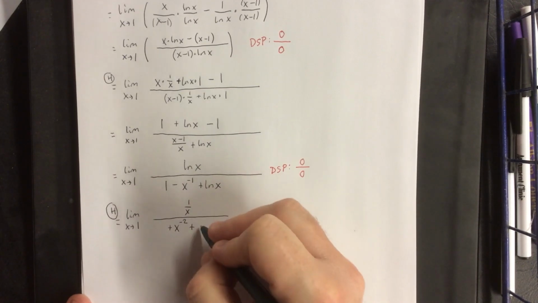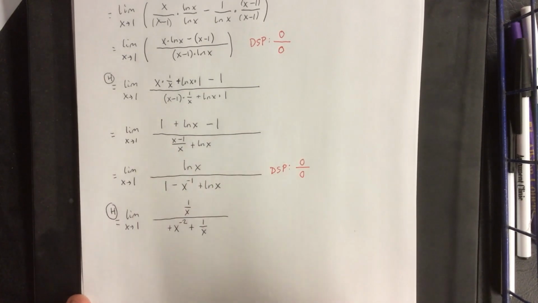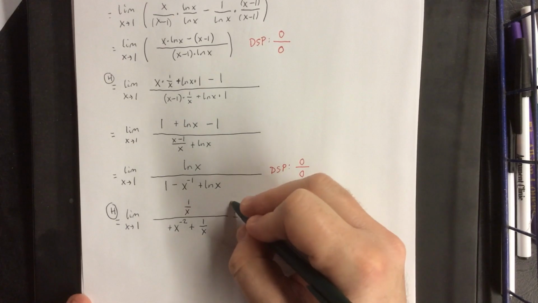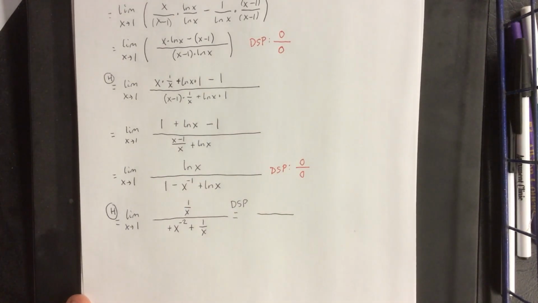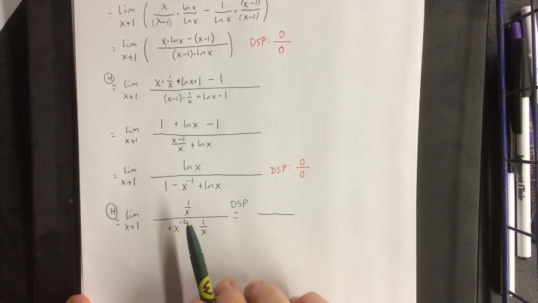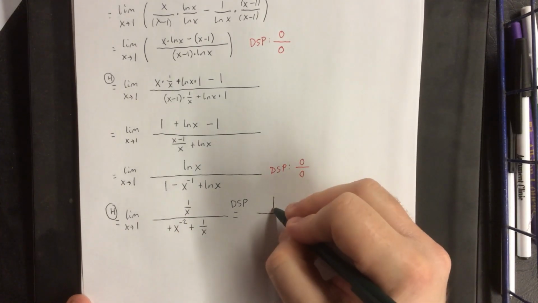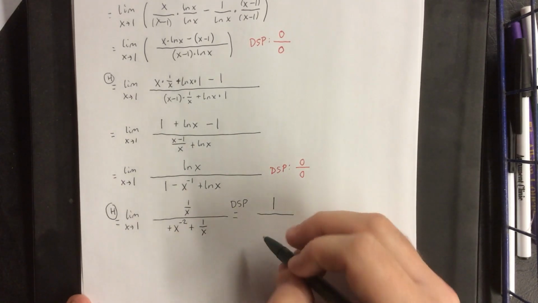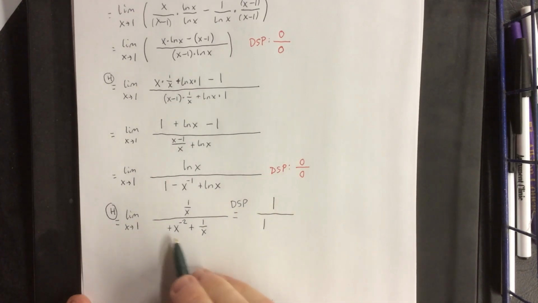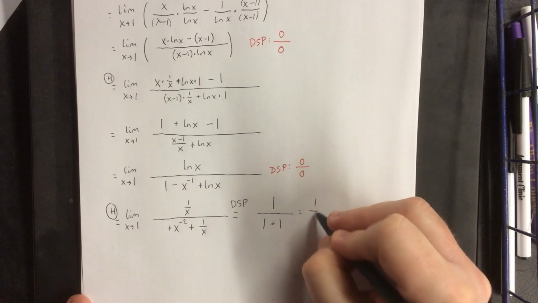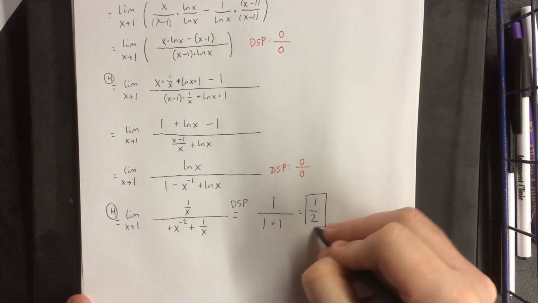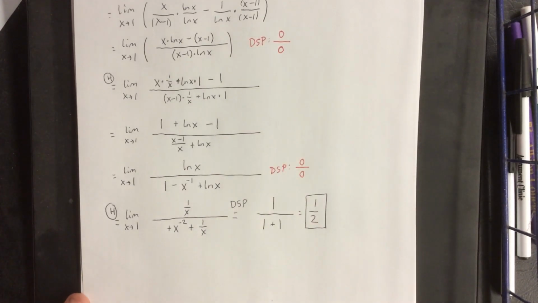Plus the derivative of the natural log of x, which is 1 over x. At this point, I'm not going to try to simplify anything. I'm going to go directly to the direct substitution property and just plug in x equals 1. Your numerator is 1 over 1, that is 1. Denominator is 1 to the negative 2 power, 1 to any power should be 1, and 1 over 1 would be 1. Final answer for this one, that'll be 1/2.